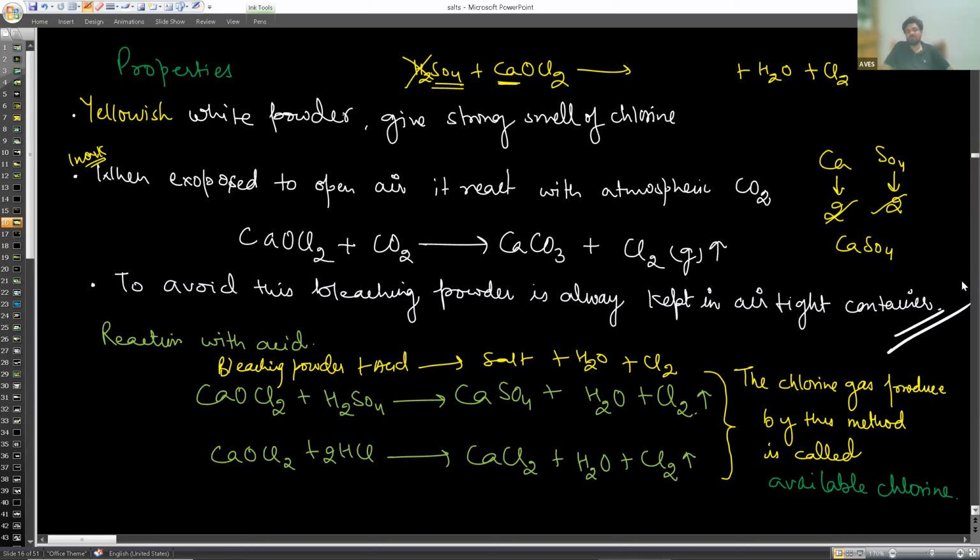Why should we not keep bleaching powder in open air? Because when you keep it in open air, it reacts with atmospheric carbon dioxide. Understood? And what happens after reacting with CO2? When it reacts with CO2, it forms calcium carbonate and chlorine gas is released.